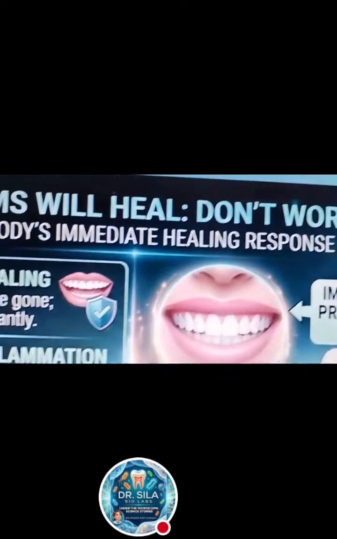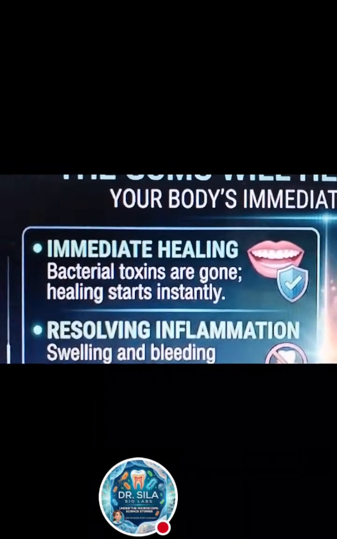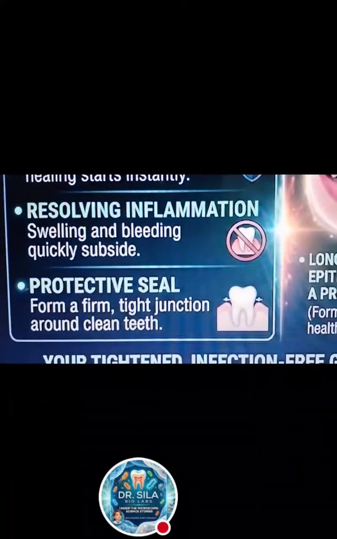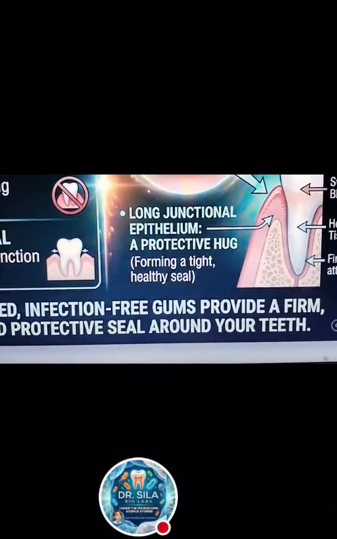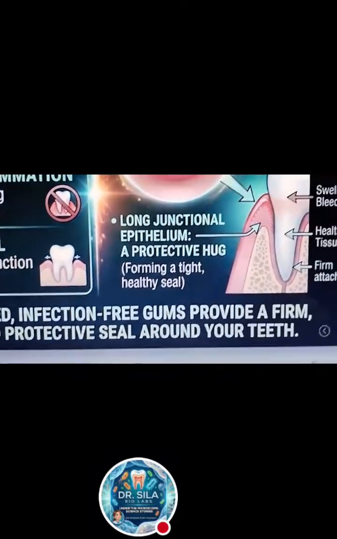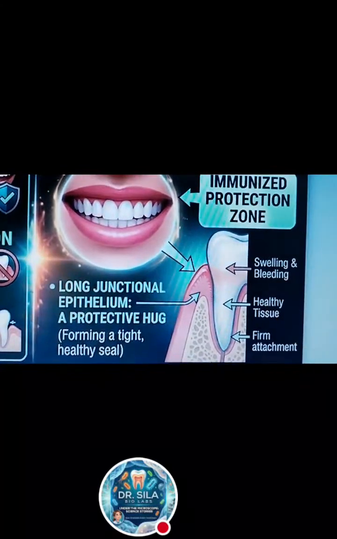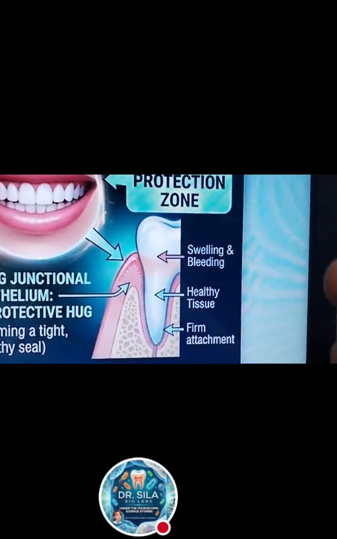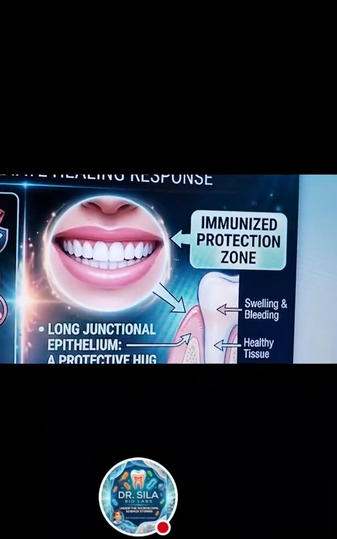The gums will heal, don't worry. Your body has an immediate healing response. Bacterial toxins are gone, resolving inflammation and forming a protective seal. Your tightened, infection-free gums provide a firm, strong, and protective seal around your teeth. The long epithelial junction forms a tight hug again. Swelling and bleeding resolve, healthy tissue forms attachment, an immunized protective zone.